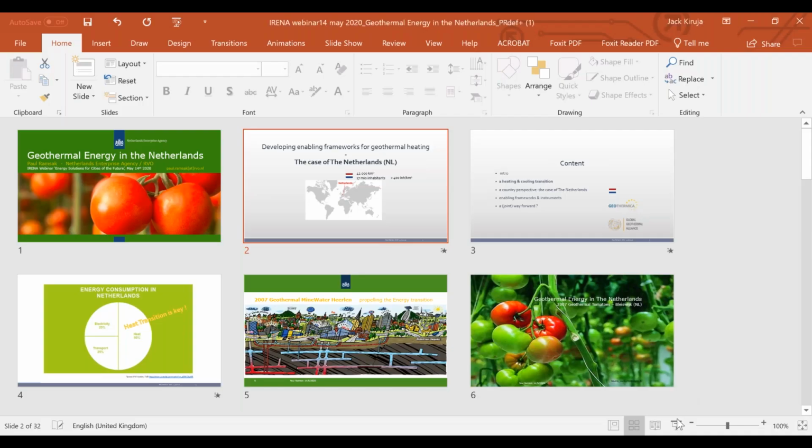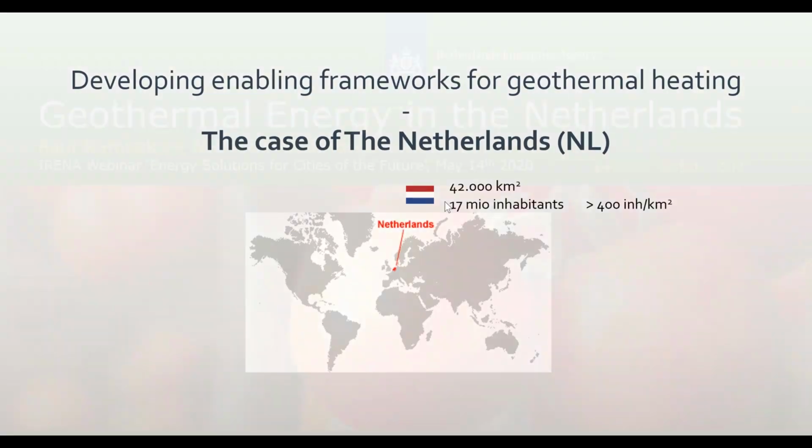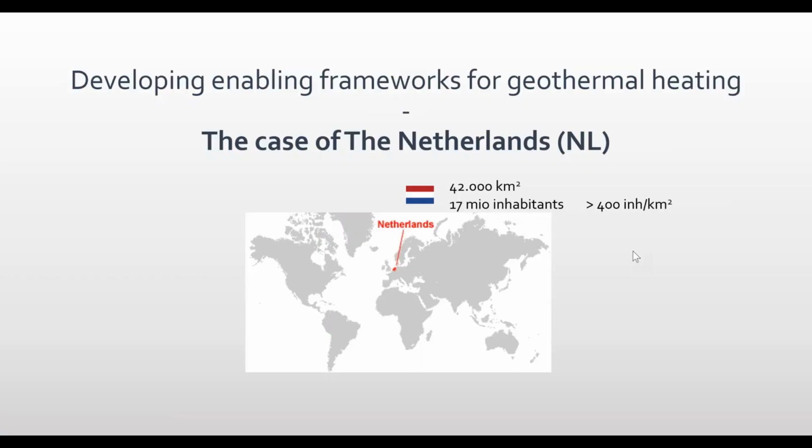But in the meantime, let me tell you, I guess you all know the Netherlands is not the biggest country in the world, but it's really densely populated with over 17 million inhabitants. And that means that we have one of the highest population densities in the world, and for sure in Europe.